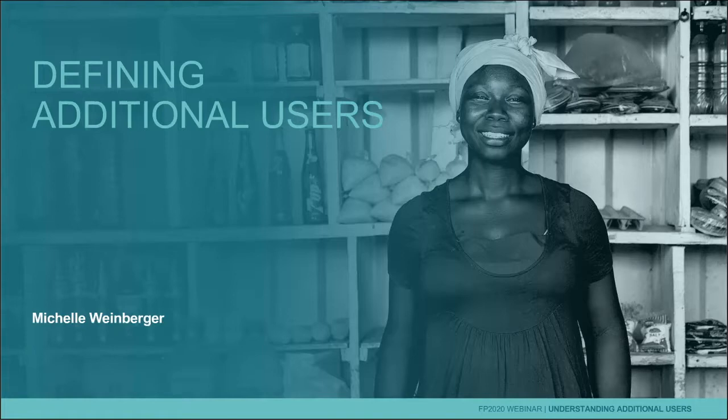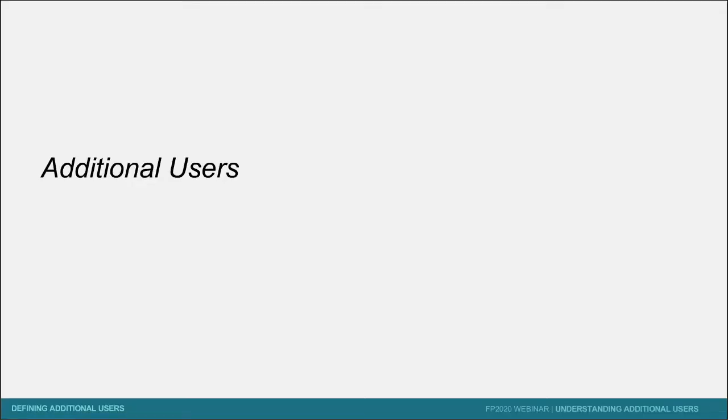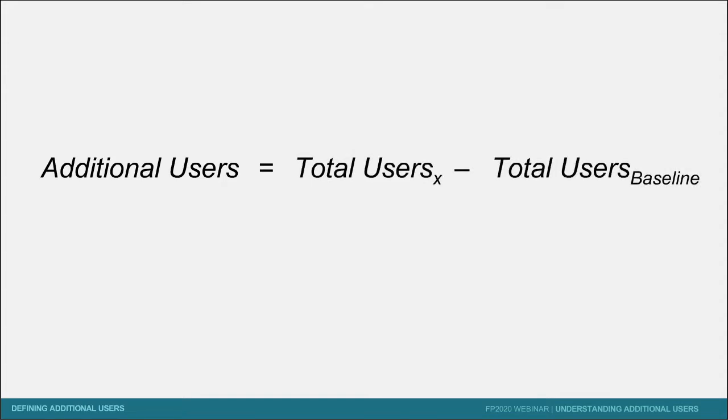So what are additional users? Most simply put, additional users is the net number of contraceptive users above a specified baseline. Or, to put it another way, it's the difference in the total number of contraceptive users at one point in time, a baseline, and another point in time after that baseline, as this formula shows.